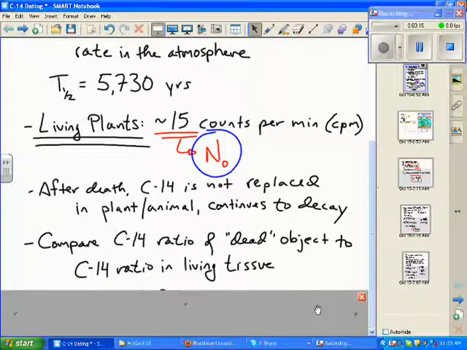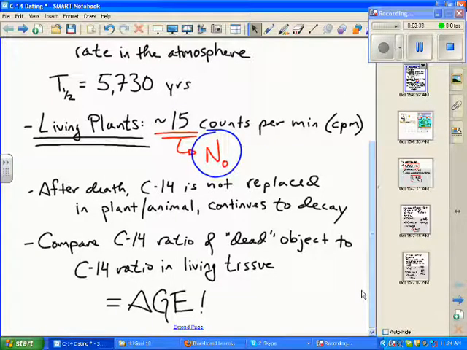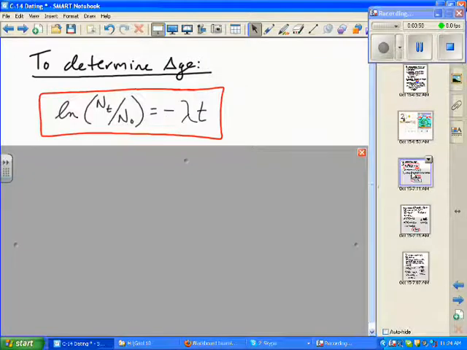And so age dating is basically a comparison of the amount of existing carbon-14, which is N sub t, the amount remaining at time t, compared with an original amount, which we assume is 15 counts per minute for plant matter. And by comparing that ratio of existing versus original amount, we can figure out an age, or how old the material is. And so let me give you a couple of examples of how to, well, first, let me back up. You can solve the problem of how old a sample is based on this formula right here.